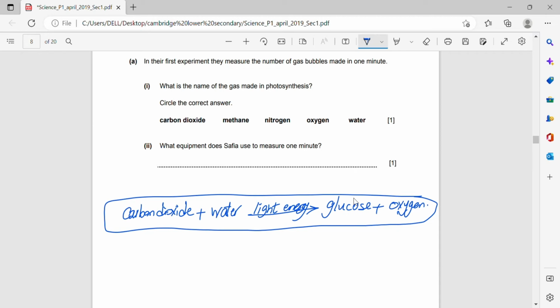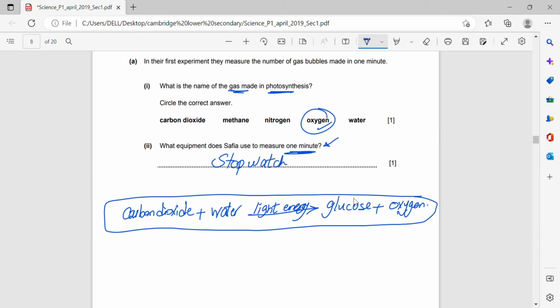يبقى what's the name of the gas made in photosynthesis? Photosynthesis طلعت لي أنهي gas؟ great، يبقى طلعت لي oxygen. هل لي circle the correct answer هو الأكسجين. What equipment does Sophia use to measure 1 minute؟ يعني أنا عايزة equipment بقيس بيها التايم. إيه هو equipment دي؟ great stopwatch.